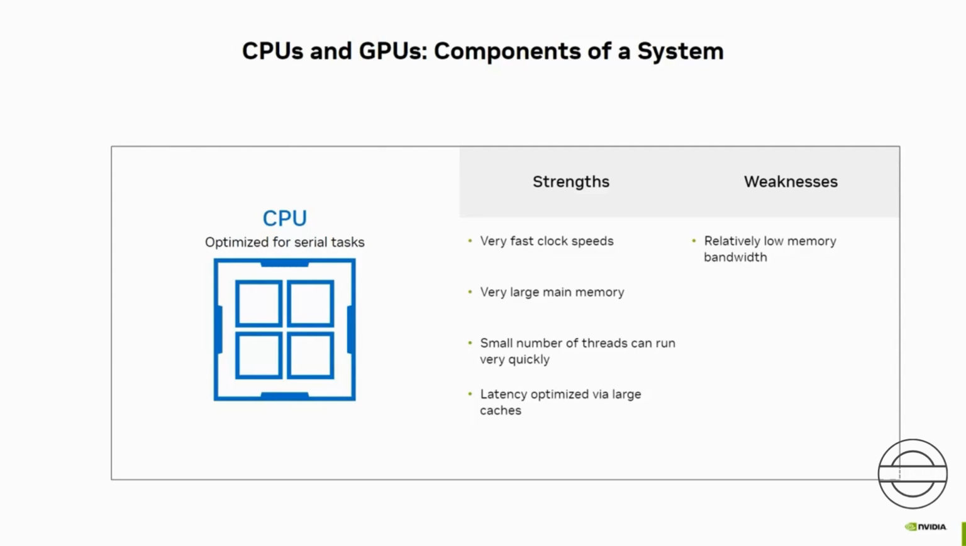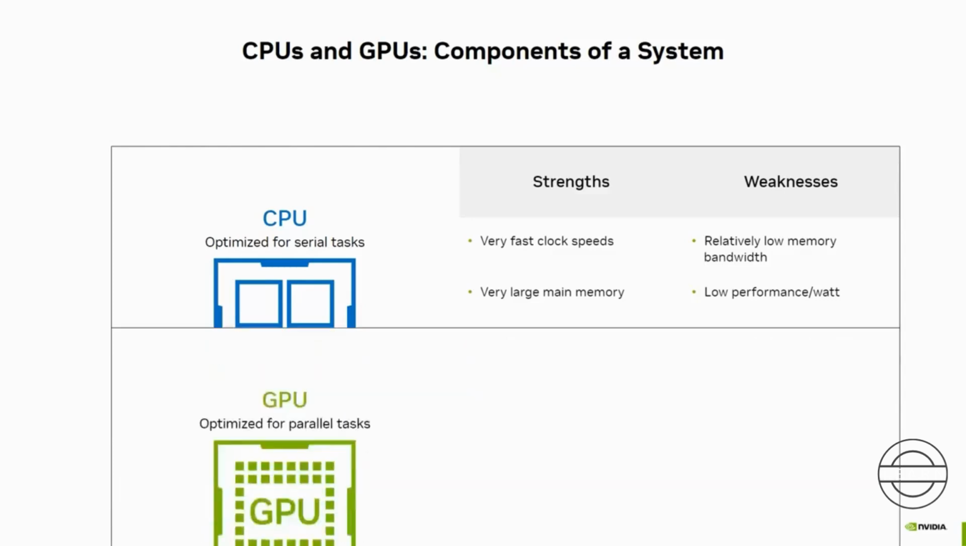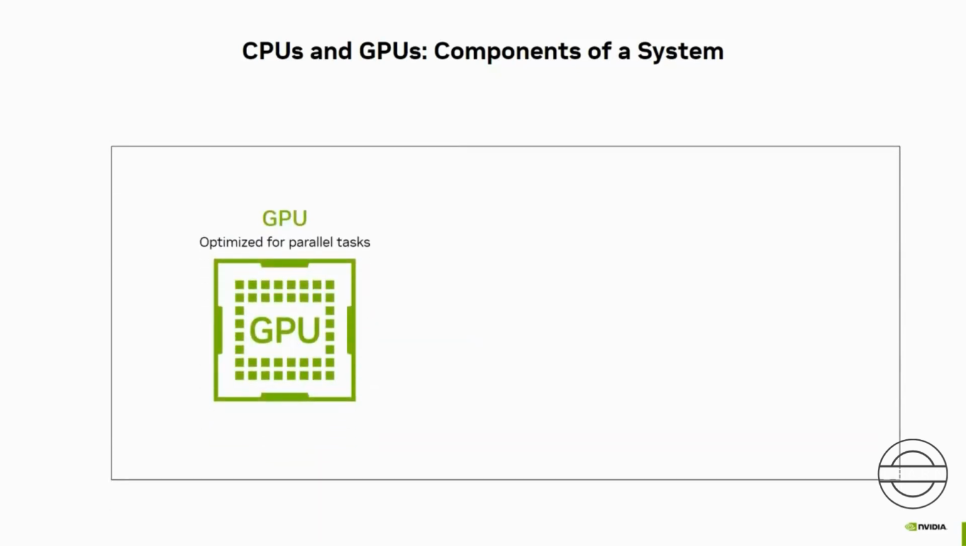One consequence of this is that a large amount of the silicon on a CPU is dedicated to data movement, meaning that CPUs have relatively low performance per watt, as a significant proportion of the energy is used for data movement rather than actual calculations. In addition, there are cache misses when trying to access data which isn't in the cache yet, which can be very detrimental to performance. Let's look at the GPU in comparison.